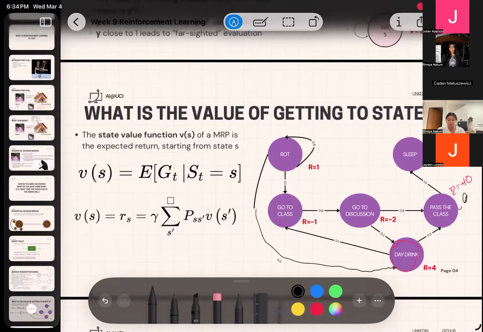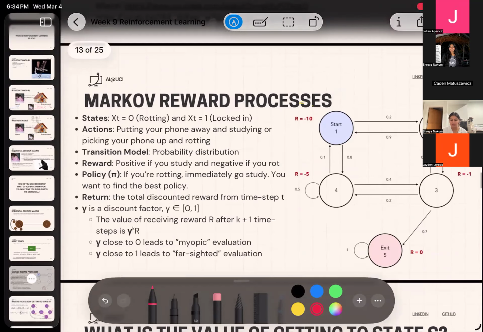Versus if we cared more about a more balanced thing, if we had positives here and here, then maybe you'd want to take the class and discussion route to get to pass the class. So that's just the main idea of myopic versus far-sighted evaluation for the discount factor: do we care about getting rewards quickly, or do we care about getting rewards in the future more?